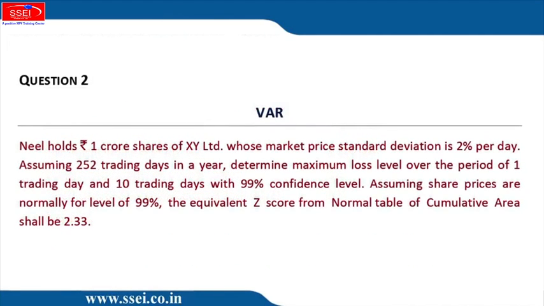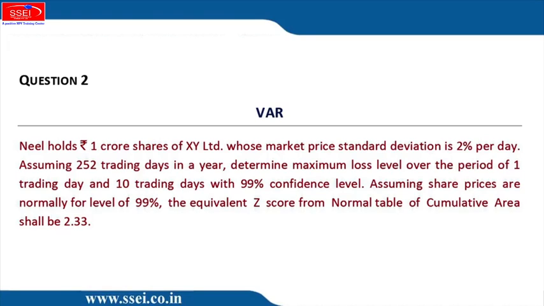Question number 2 on VAR. It's easier. In this case, we have only one stock. The amount invested in the stock, the market value, is 1 crore. Okay, let me call it 100 lakhs. And the standard deviation is 2%. So first of all, you calculate standard deviation in rupee terms. So 2% of 100 lakh is what? 2 lakh. So 2 lakh is the standard deviation in rupee terms.